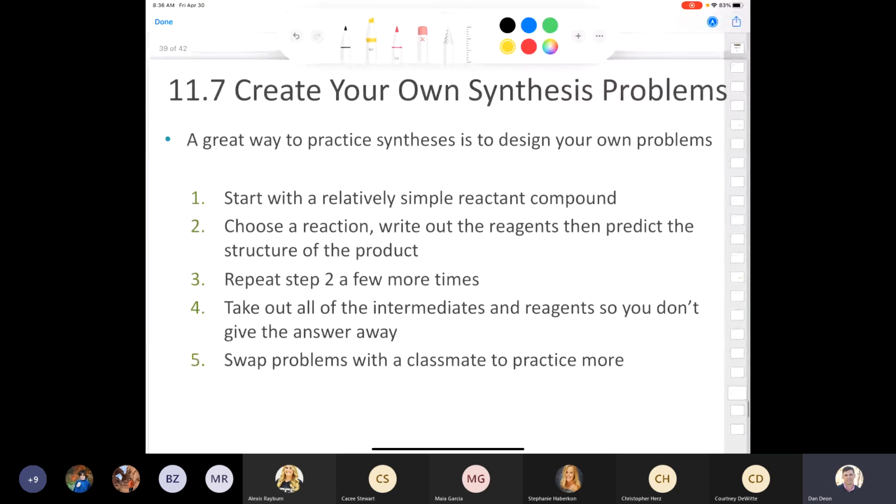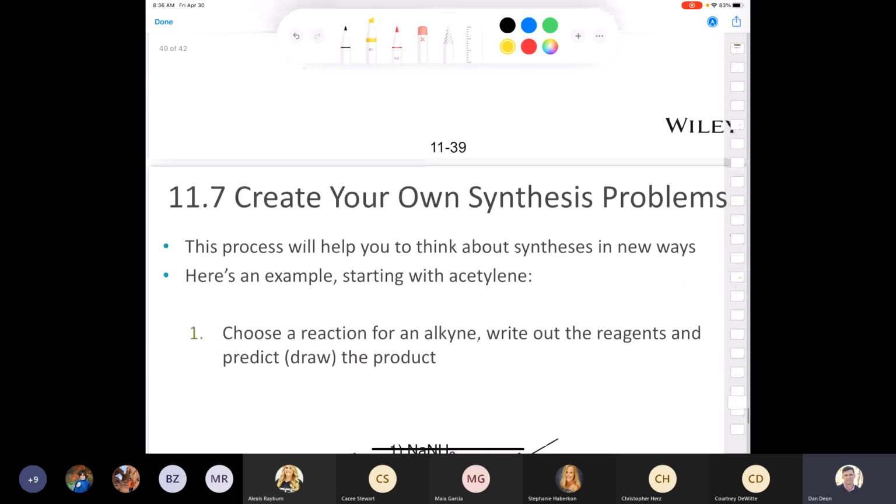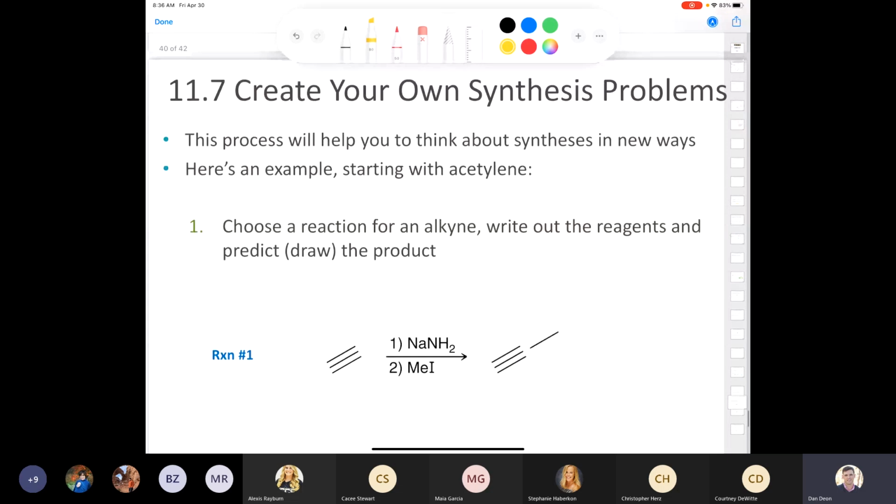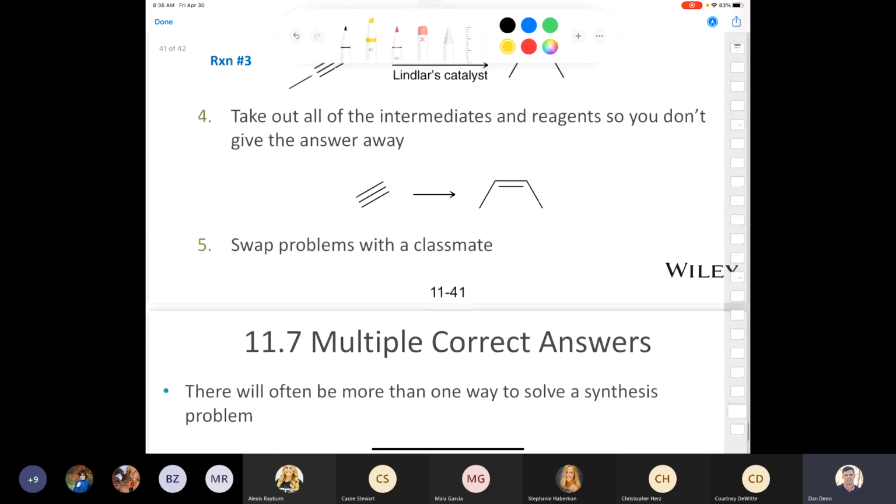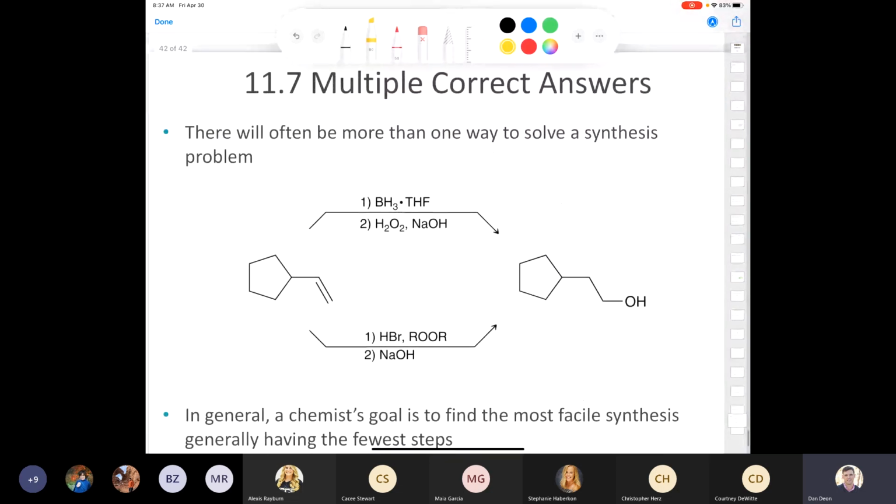As far as creating your own synthesis problems, that's up to you. If you want to do that with a friend, invent some synthesis problems, it's a fun thing to do. I don't do it with my students, but it could be a good way to get some more practice in there. Anyhow, here's just an example of them coming up with a practice problem.